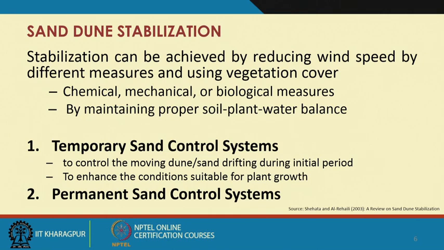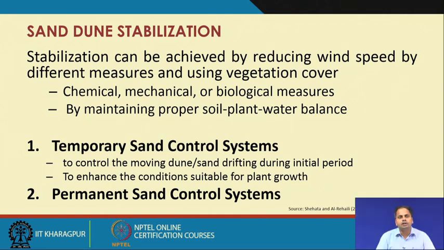As I said, this stabilization can be achieved by either reducing the wind speed by different measures, or by using vegetation cover over the surface. Different measures include chemical measures, spraying of chemicals, then mechanical measures like construction of barriers, windbreaks, that kind of thing, or biological measures. Biological measure means plantation of trees or shrubs more suitable to that region, and also maintaining a proper soil, plant and water balance, so that the movement or detachment of sand can be stopped.